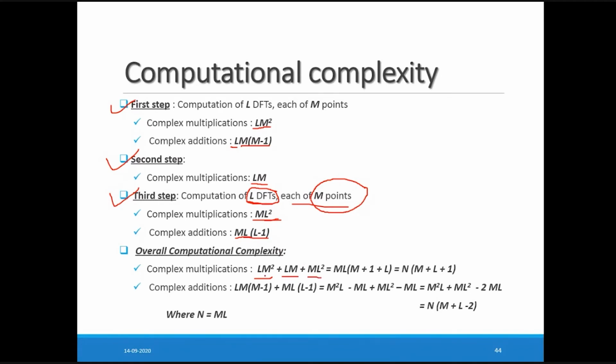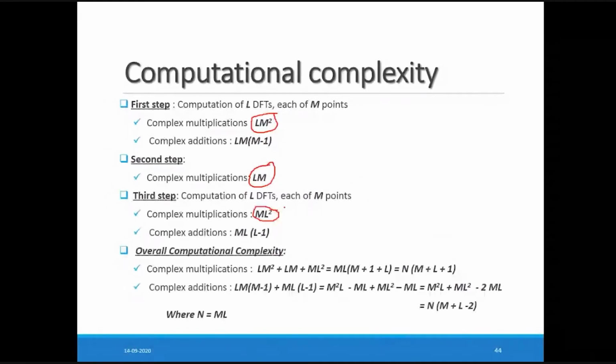For the first step L M square, for the second step complex multiplications are L M, and the third step is M L square. Please note down this simplification in your book. The direct answers are given, so I request you to note down all these simplifications. L M square plus L M plus M L square. Out of these three terms, we are taking M L as common. So now you are getting M L times (M plus 1 plus L).